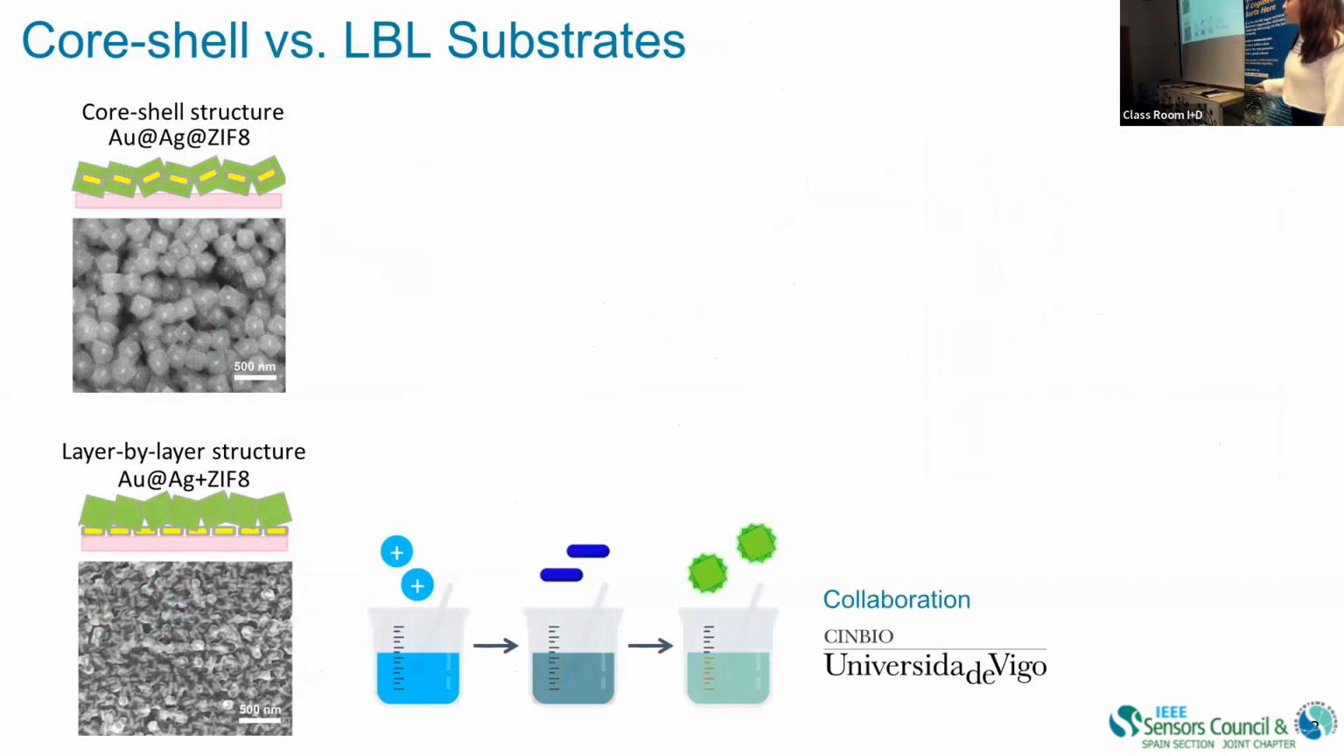It's just a step-by-step procedure called layer by layer, in which we have polyelectrolyte, and then we integrate this with the nanorods, and then we cover it with the MOF layer.